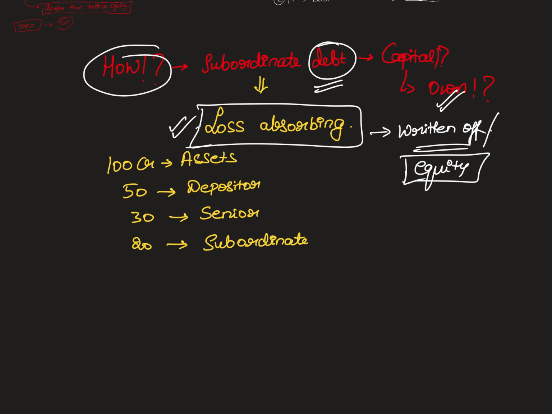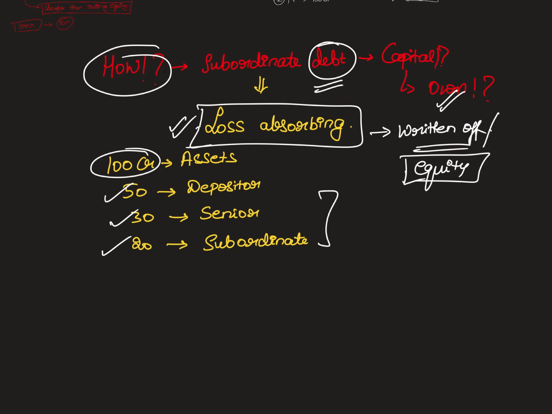Now, let me give you an example. Let's say there is a bank X. It has 100 crore assets, and within this, you have 50 crores worth of depositor money. The bank borrowed senior debt, let's say, for example, from mutual funds, 30 crores. And finally, there is 20 crores worth of subordinated debt.